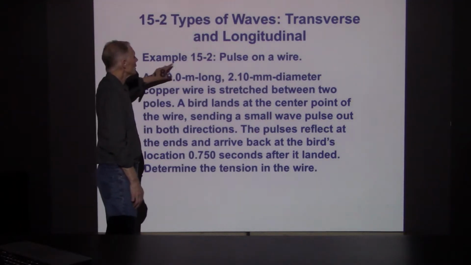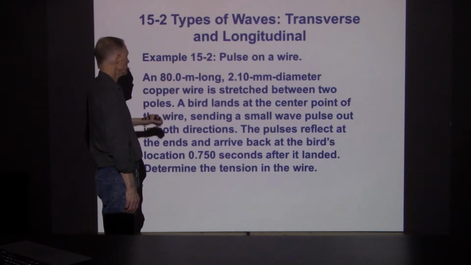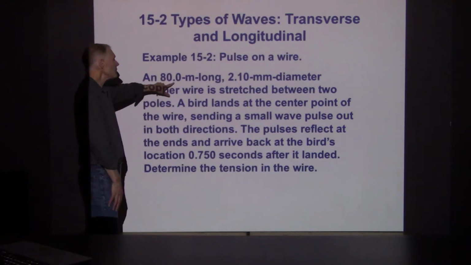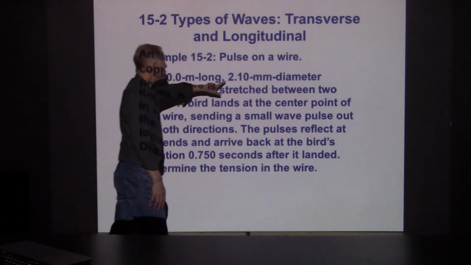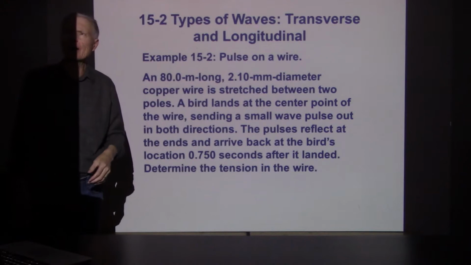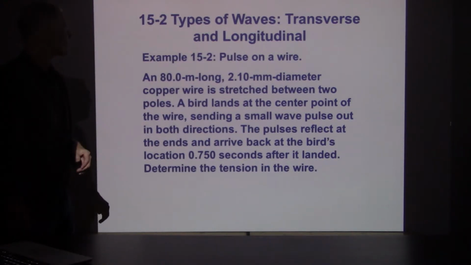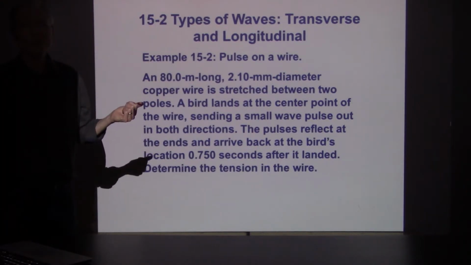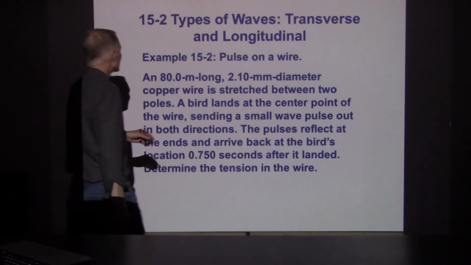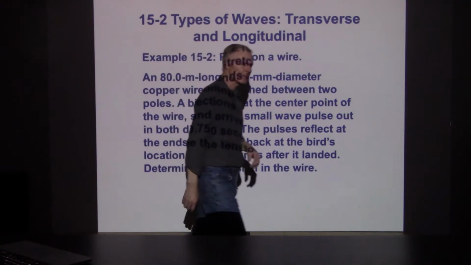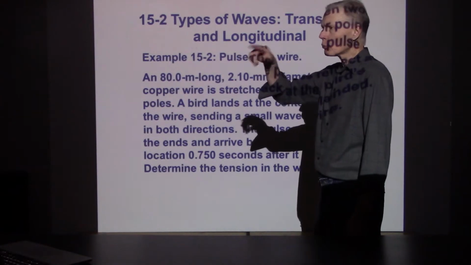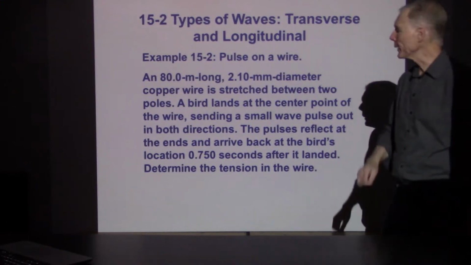So here we are. It's a pulse on a wire. In fact, this is a copper wire. It's 80 meters long and 2.1 millimeters in diameter. Now, I guess copper has pretty sturdy properties. 80 meters, that's a good distance, right? That's like most of the way across a soccer field or a football field. And this is only 2.1 millimeters in diameter, so a couple of millimeters. So we're unraveling this copper wire.